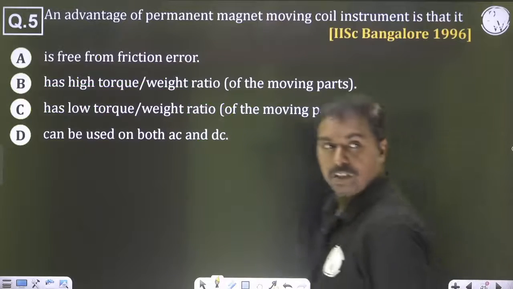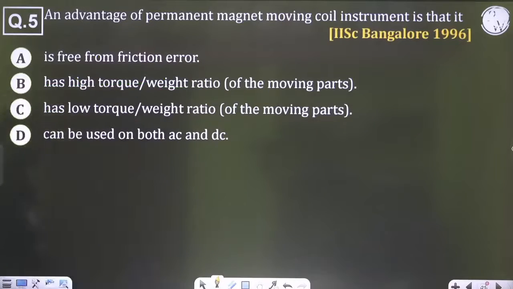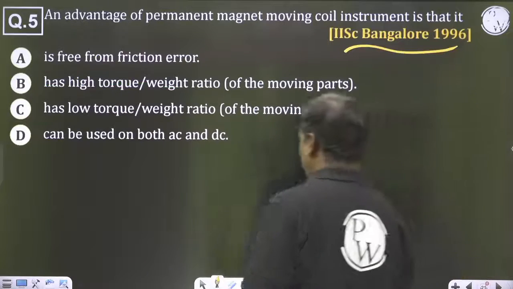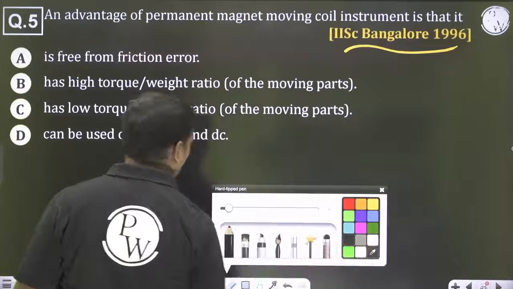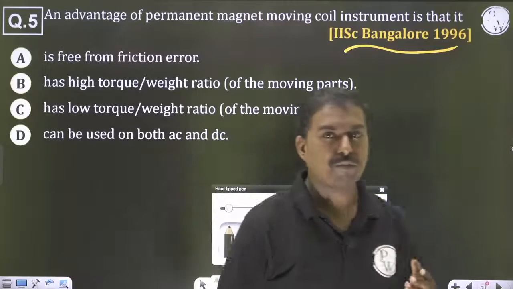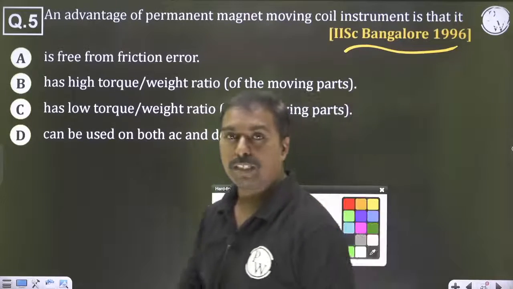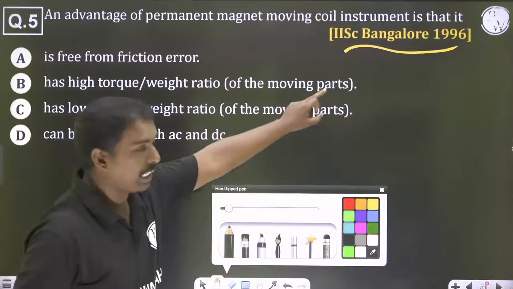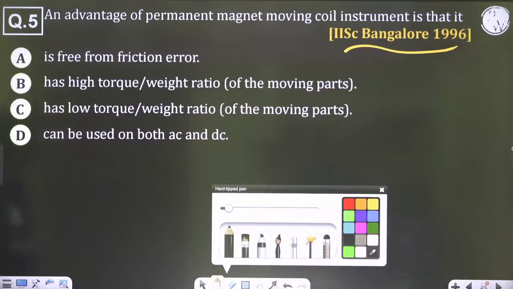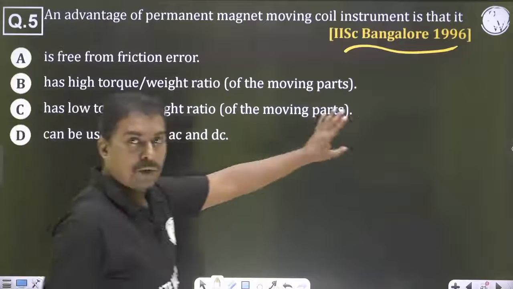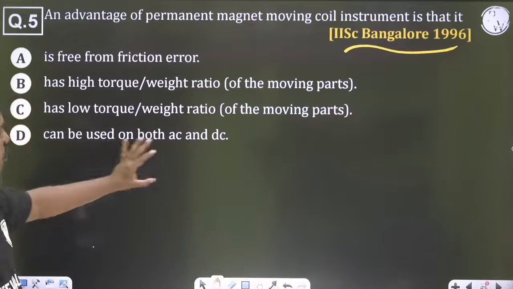Next question, question number 5. This question was asked by ISC Bangalore in 1996. An advantage of permanent magnet moving coil instrument is that it, option A, is free from frictional error. Option B, it has high torque to weight ratio of the moving parts, very clearly given in the brackets. Very good conceptual question. Option C, has low torque to weight ratio of the moving parts. Option D, can be used both for AC and DC.